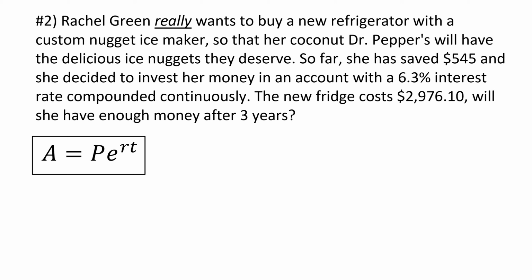Okay, so there's a lot of numbers in this problem, and we need to fish out first what the question is actually wanting us to find, and second, what numbers we need to use. So let's look at the end here. It says, will she have enough money after 3 years? So we're looking to see if this number matches the total cost of the fridge. Rachel has saved $545. So that's going to be our principal. That's what she's going to invest. She's going to invest $545.